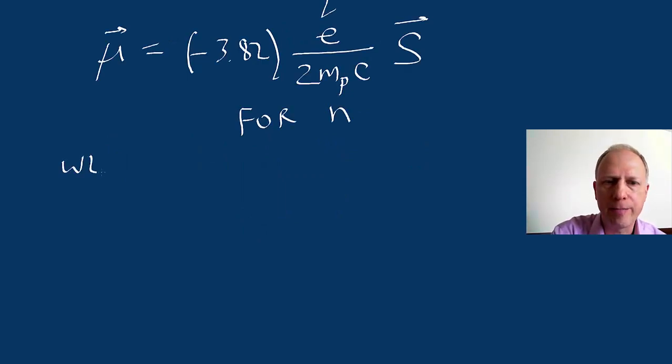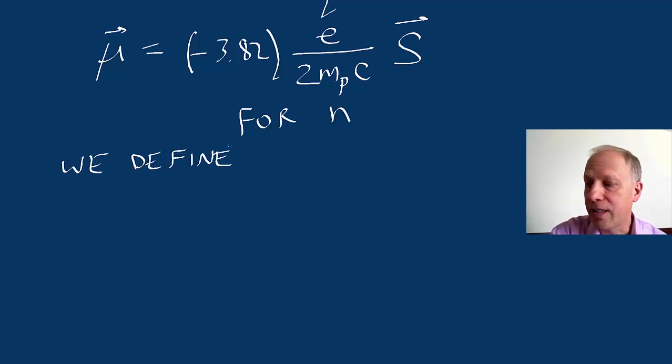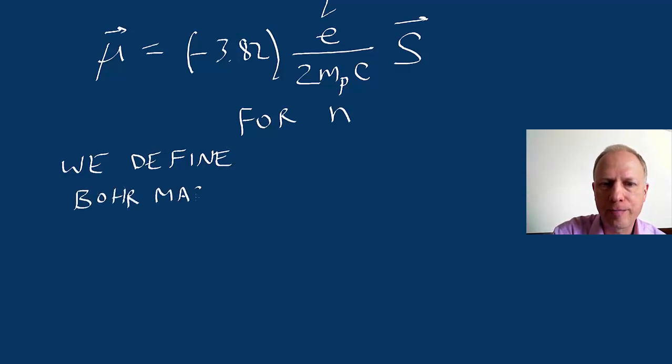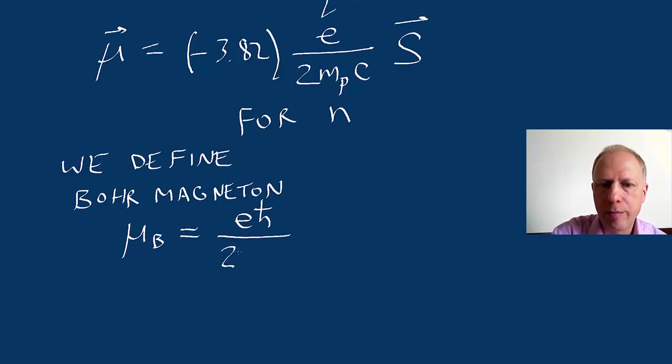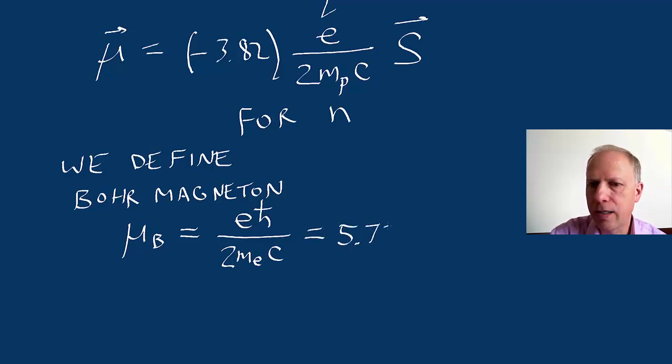By the way, we define for convenience a quantity called the Bohr magneton. It's kind of a unit of magnetic dipole moment. Mu sub Bohr equals e h bar over 2 times the mass of the electron times the speed of light, which happens to have the value of 5.79 times 10 to the minus 9 electron volts per Gauss.